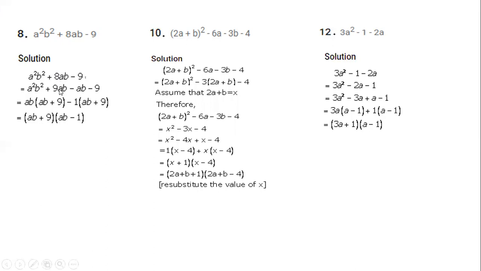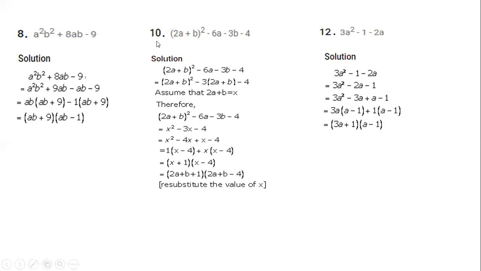So I'm going to write 8ab as 9ab minus ab. And then this expression will be equal to a square b square plus 9ab minus ab minus 9. Now from the first two, I'm going to take ab as a common quantity and we are left only with ab plus 9. From the third and fourth, take out minus 1 common, we are left only with ab plus 9. ab plus 9 is the common factor. So take out that ab plus 9 as the common quantity and we are left with ab in the first term, and in the second term we are left with minus 1. So the expression a square b square plus 8ab minus 9 is equal to ab plus 9 into ab minus 1.